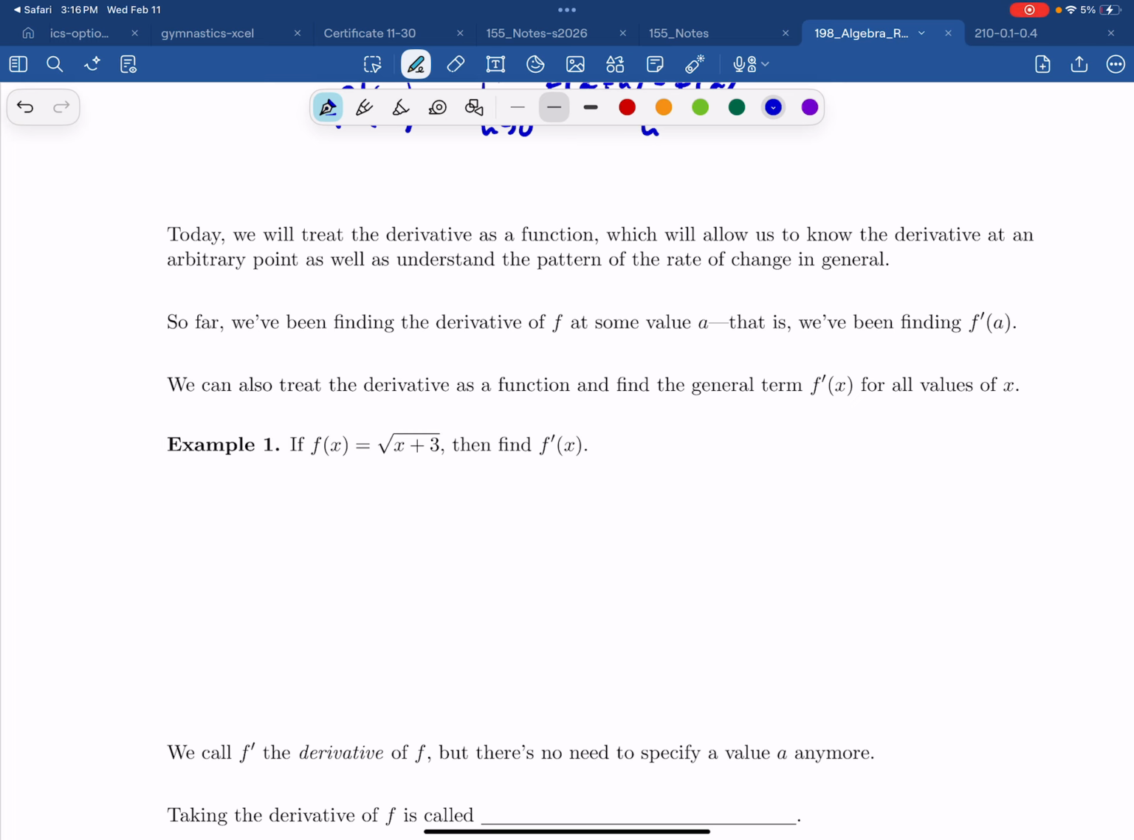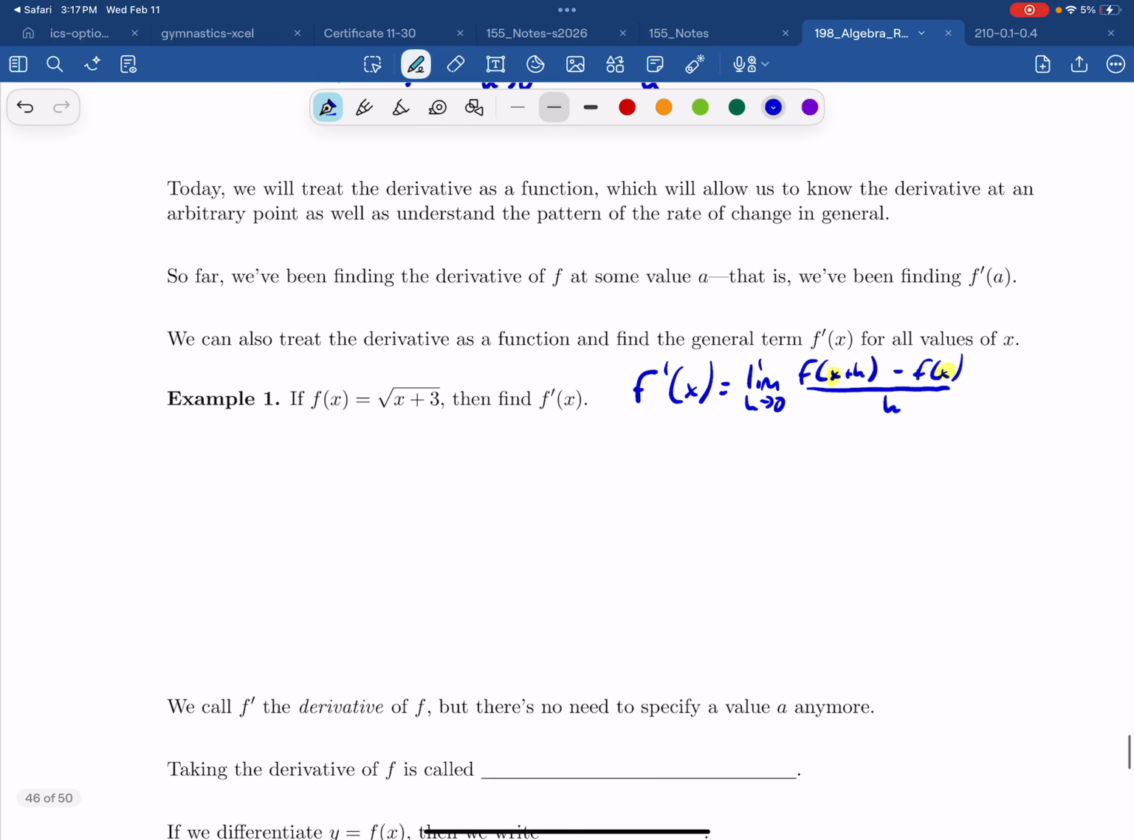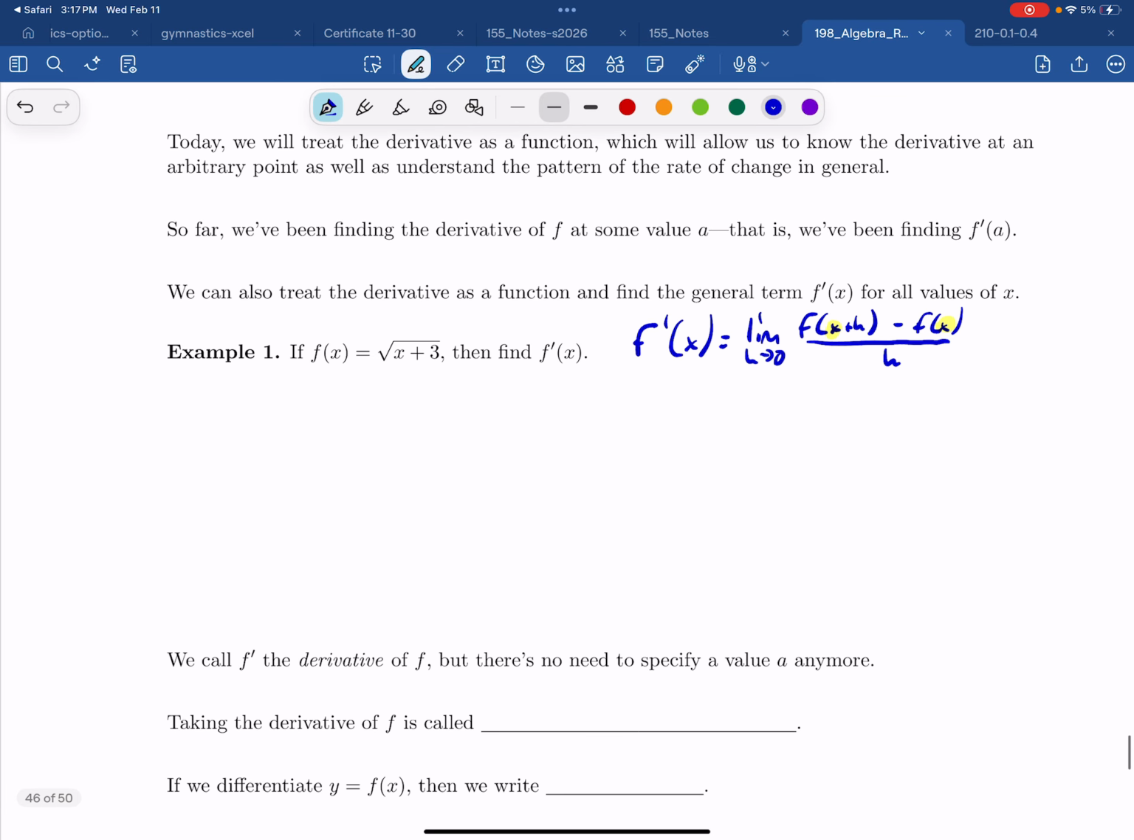If f of x equals the square root of x plus 3, then find f prime of x. Well, f prime of x is going to be defined to be the limit as h approaches 0 of f of x plus h minus f of x all over h. So all we're doing is replacing an a with an x. But that means that our answer is not going to be a number. It's going to be another function.